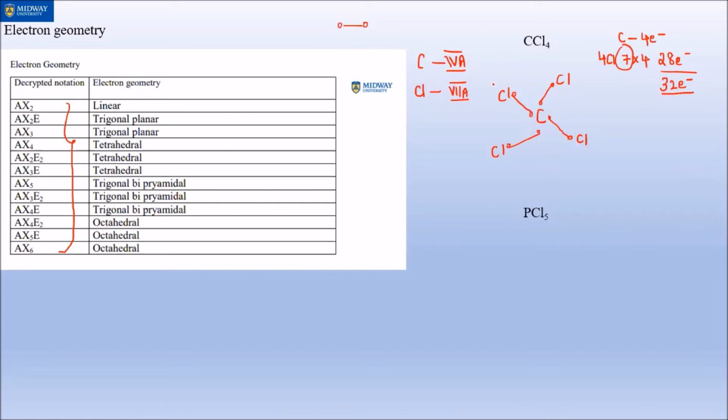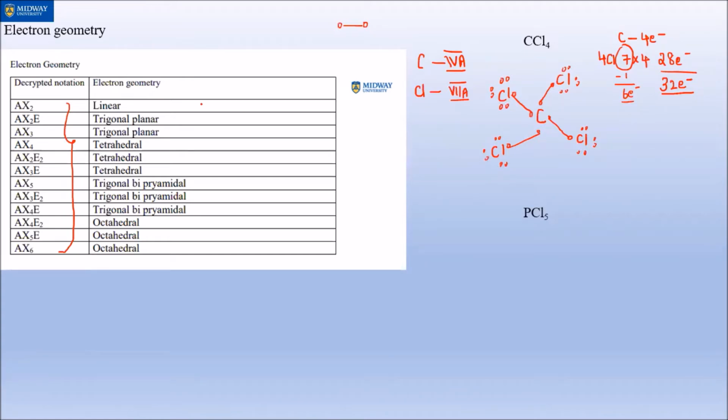That leaves each chlorine with 6 electrons, doesn't it? 7 minus 1 is 6 electrons. So 6 electrons can be shared as pairs of 2, and that's exactly what I am doing right now. And that's it. We have officially constructed the structure of CCl4.